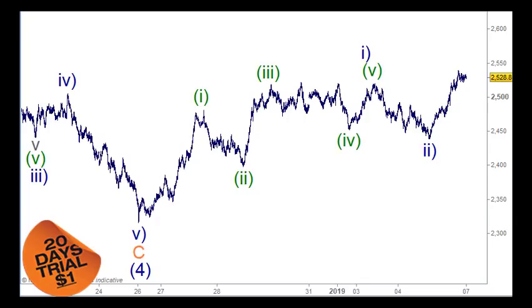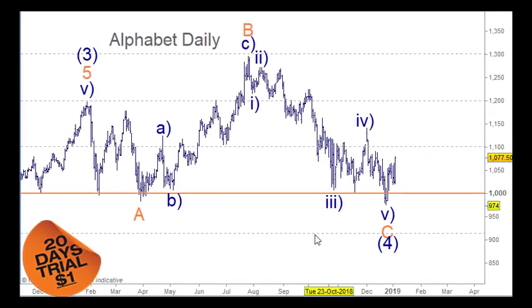And also, if we look at some of the stocks that are guiding us here, Google, for instance, sure, there's different ways to count all this. I could also have this as a wave 5 here, but all I'm going to do is show this one count. I can see that it can be counted in other ways.